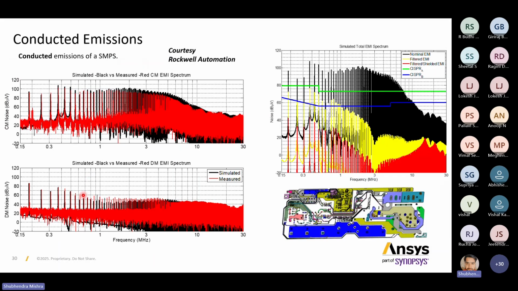So now I will move to our case studies which we have performed for various customers. This is one of the case studies which we have performed for Rockwell Automation. In this, we have two modes: one is differential mode and another is conducted common mode. In common mode, you can see that this black part is our simulated result and this red part is our measured result, which was provided by the customer. From this we can analyze how the measurement result varies from the simulated result.